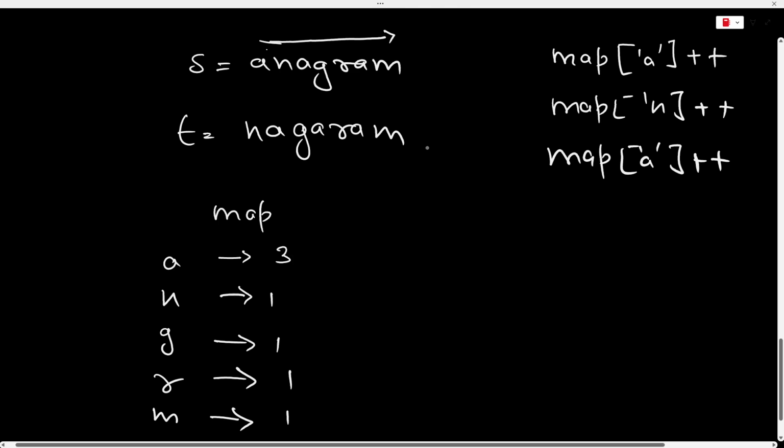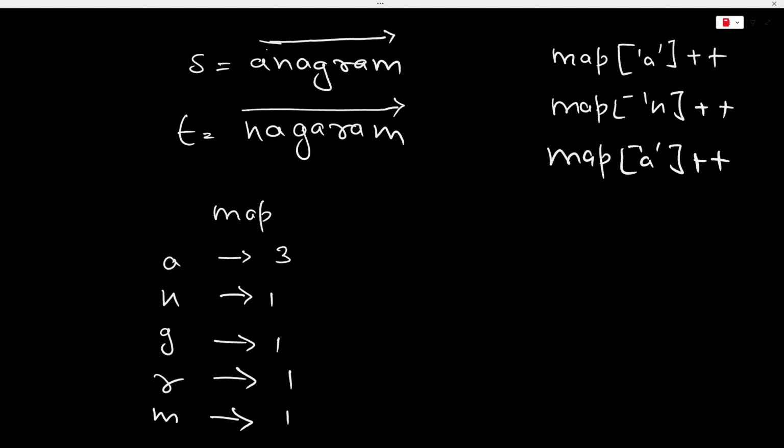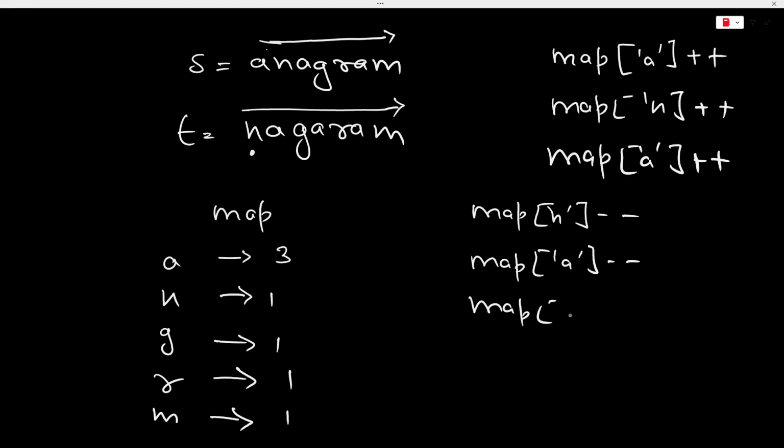Then what we'll do is we'll traverse our second string, but this time instead of incrementing, we'll decrement. So for example, first we'll encounter an N, so we'll decrement its value in the map. Then A, then G, and so on.